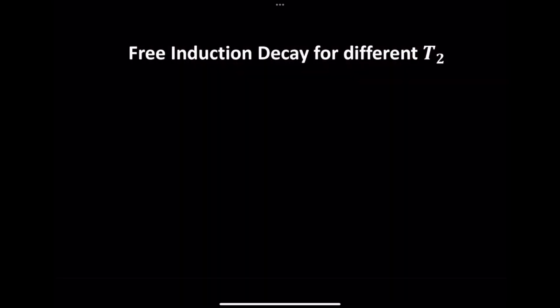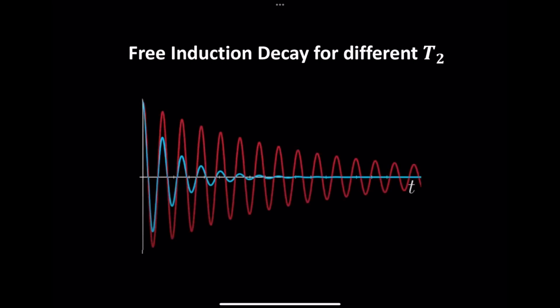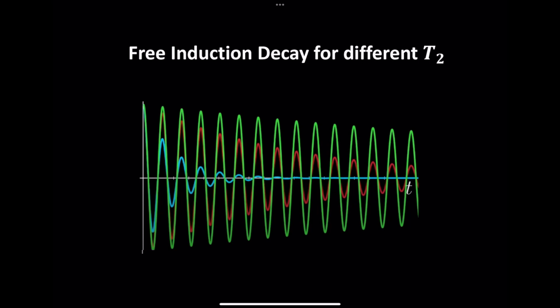Here we see 3 different graphs, which are all free induction decay, which is, again, the signal you detect immediately after exciting the spins. First, we see a blue graph. This is the free induction decay graph for a tissue with a short T2. Now let's add in a free induction decay graph for a tissue with a medium T2, shown here in red. Lastly, a high T2 is shown in green.